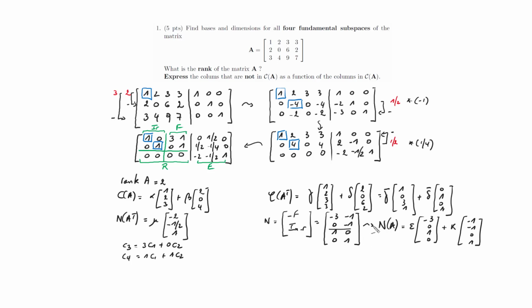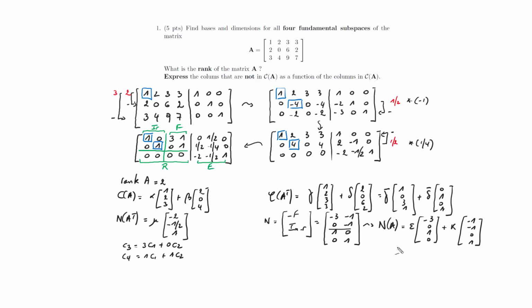So now we need the null space of A, and for this we need to create the matrix N, which is minus F, and underneath you stack an identity matrix of dimension n minus r. n is 4, r is 2, so it's an identity matrix of dimension 2. And the null space is simply obtained by taking linear combinations of the columns of this matrix N.